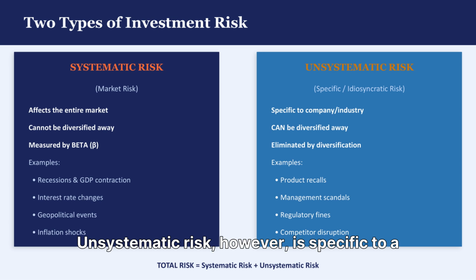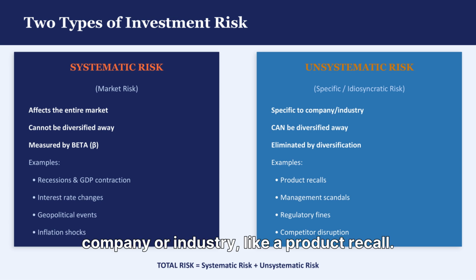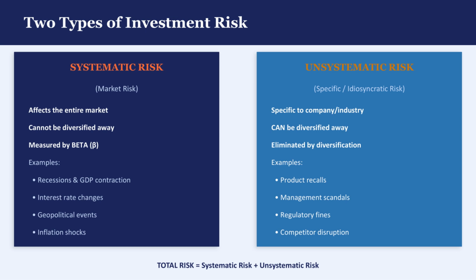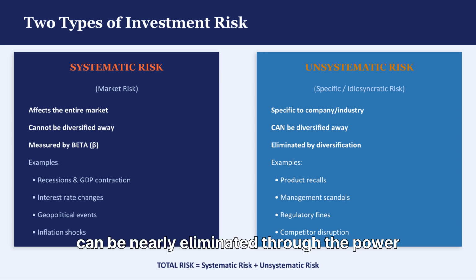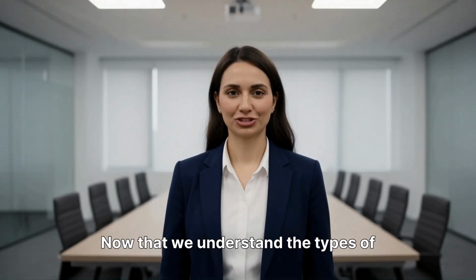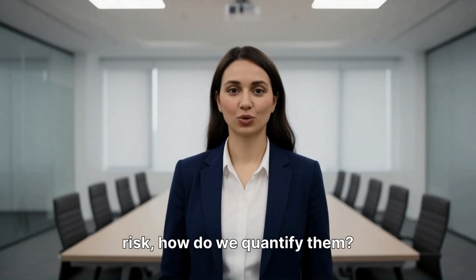Unsystematic risk, however, is specific to a company or industry, like a product recall. The good news is that this risk can be nearly eliminated through the power of diversification. Now that we understand the types of risk, how do we quantify them?